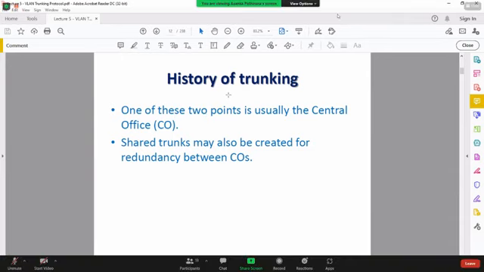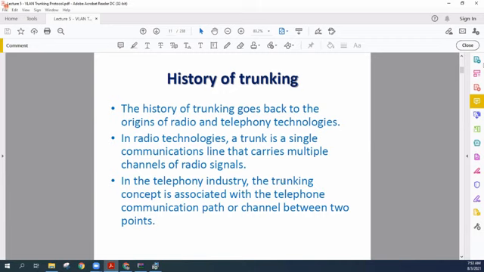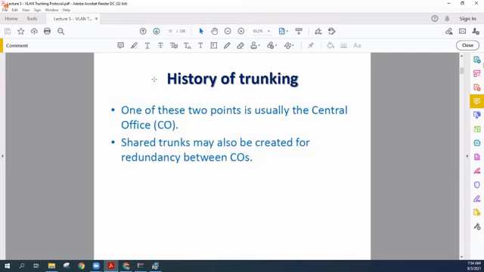Mainly they use tagging. But it says that in the telephone industry, the trunking concept is associated with the telephone communication path or channel between the 2 points. That means I'm here, you are there in your home. We try to communicate with each other. There is a telephone communication in between the two of us.